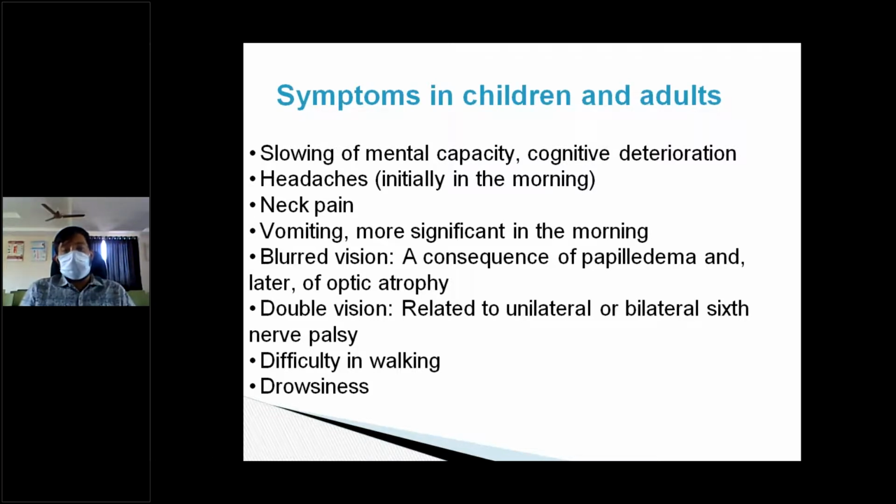The patient will have severe neck pain and vomiting, which are more significant in the morning. Those are projectile vomiting, and blurred vision, which is a consequence of papilledema and later of optic atrophy. Initially, the patient will develop papilledema, then after a span of 15 days he will develop optic atrophy due to continuous irritation of the optic nerve. And double vision related to unilateral or bilateral sixth nerve palsy. He will have difficulty in walking and be drowsy. As mentioned, he will have delayed milestones.